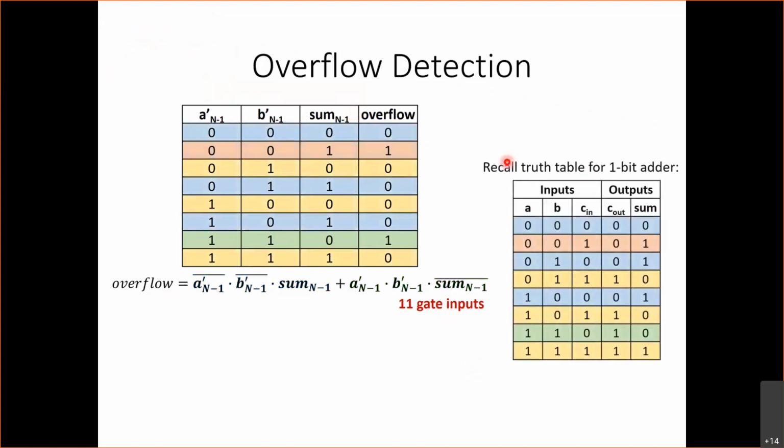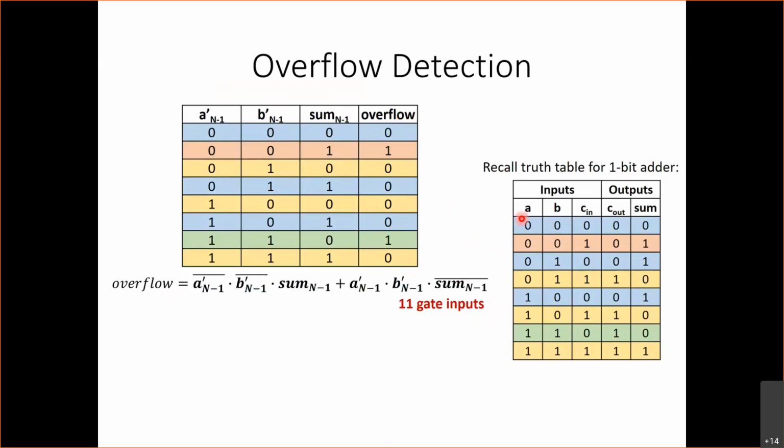So here, if you recall, this is the truth table for the 1-bit adder. And these rows in blue over here correspond to the rows in blue here. The rows in yellow correspond to the rows in yellow. And then the rows in orange and green correspond to the rows in orange and green. So what do you notice here? Well, overflow here corresponds to the rows in orange and green. And we don't have overflow for the blue and yellow rows, okay?